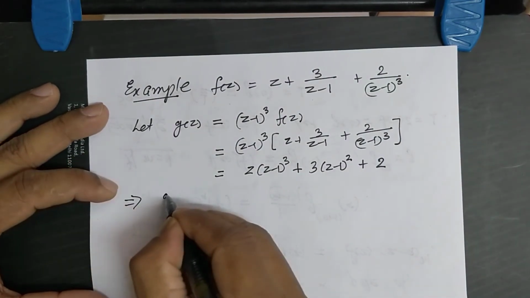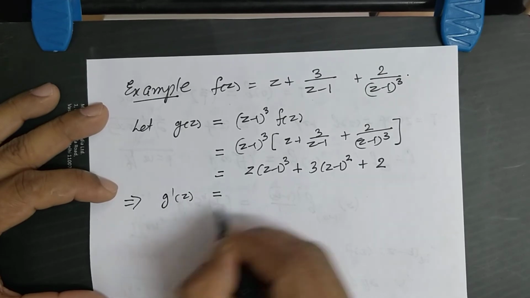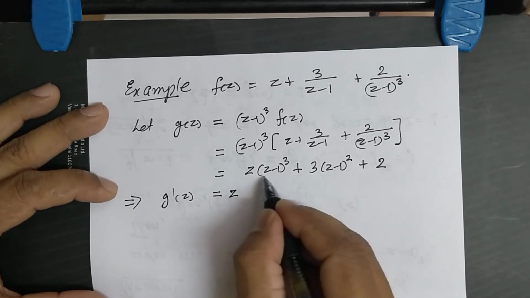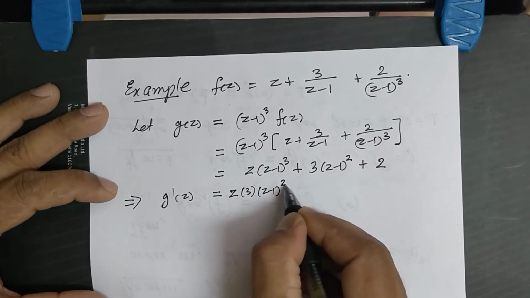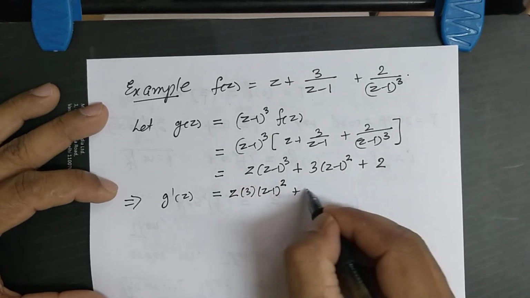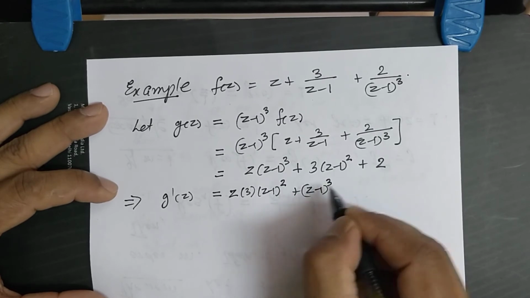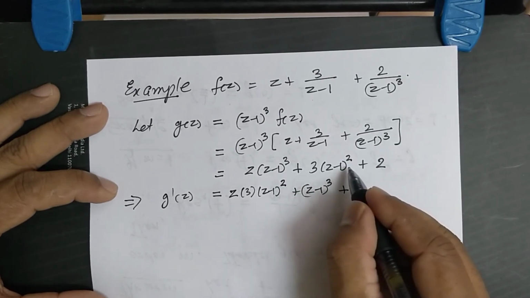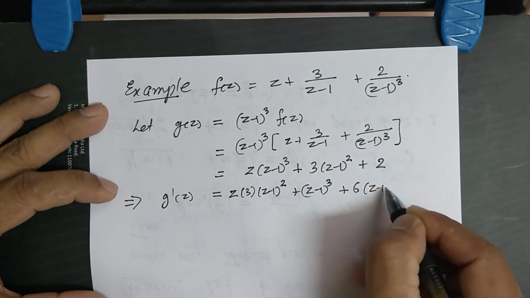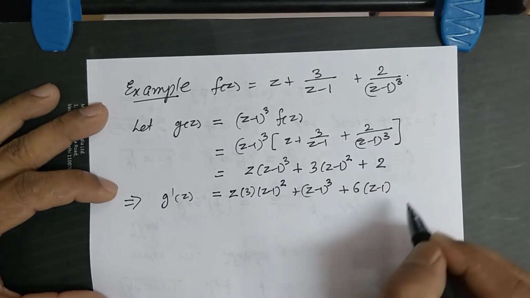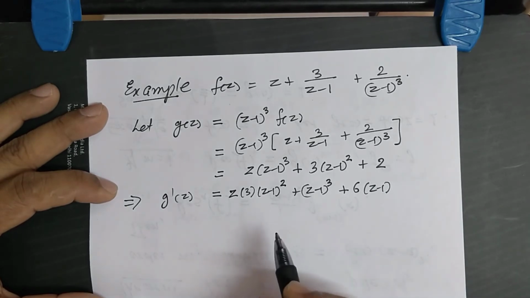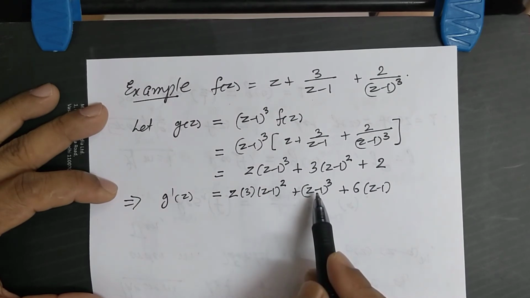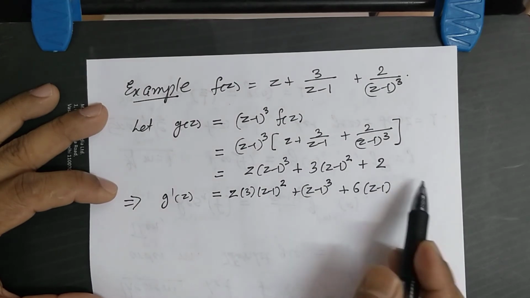So what is g dash z? g dash of z will be this into the derivative of this, which is 3 times z minus 1 square, plus this into the derivative of this, plus this into the derivative of this, that means 6 times z minus 1, plus a 0. So 2 terms from here, 1 term from here, and 0.